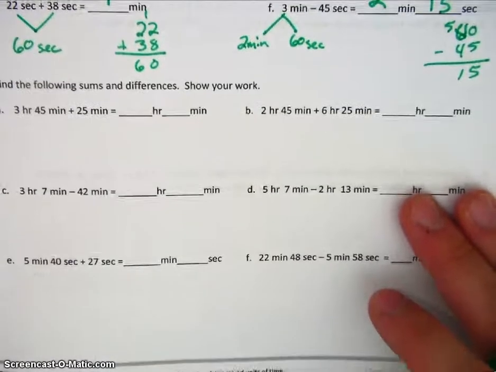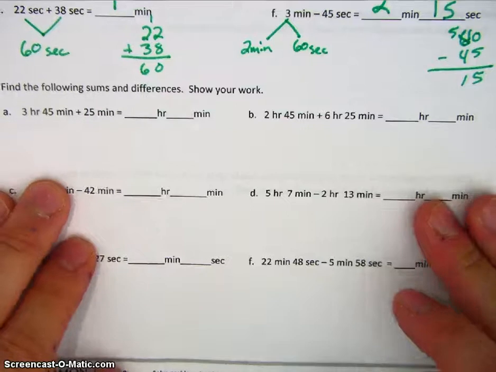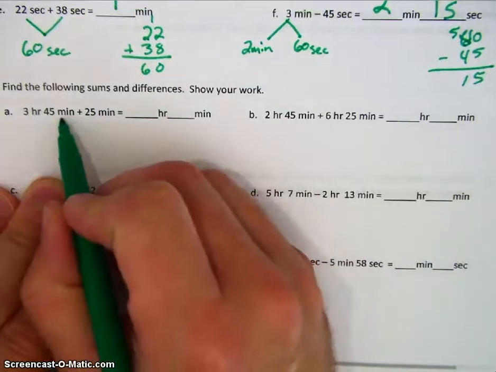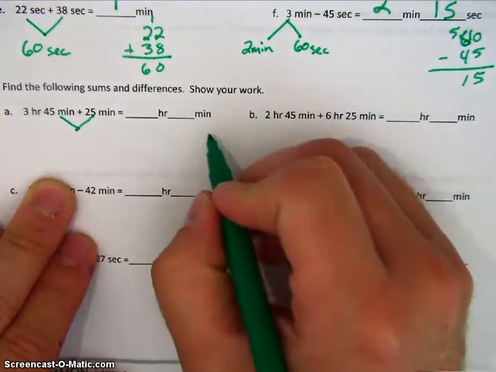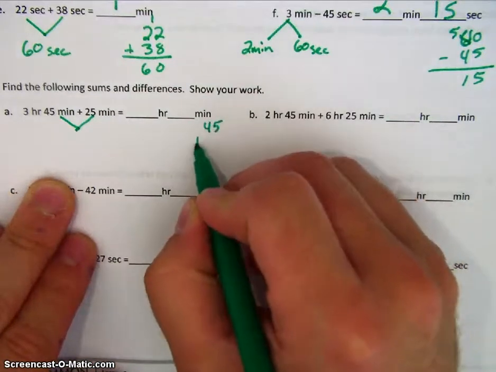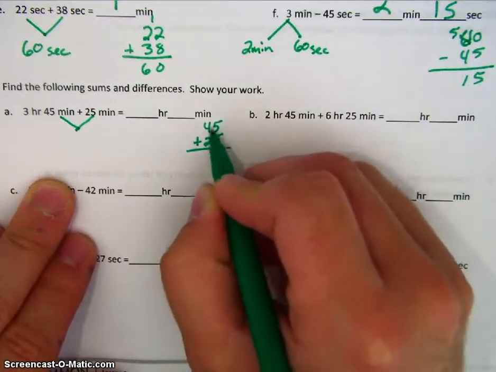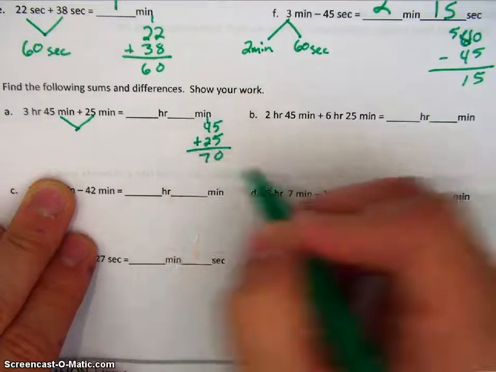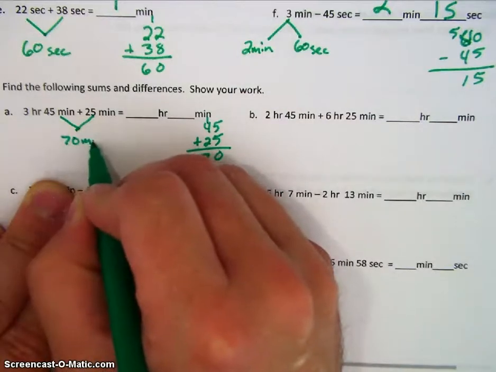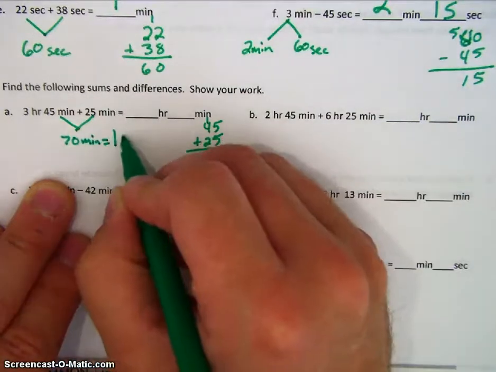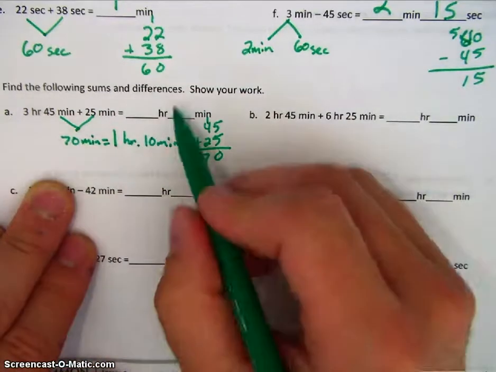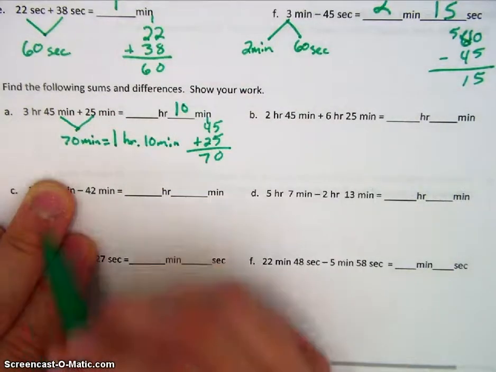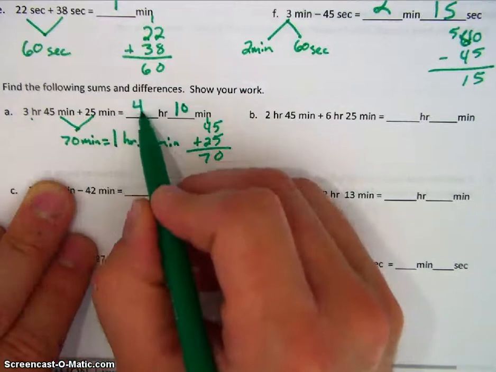Okay, so now for number 2, now again we're adding like units. So we have 45 minutes plus 25 minutes. Okay, so off in the margin I can add these up if I can't do it in my head, which with these large numbers we probably shouldn't do it in our head. So we see we have 70 minutes, which is 1 hour and 10 minutes. So that gives us 10 minutes, and then 3 hours plus 1 hour gives us 4 hours.